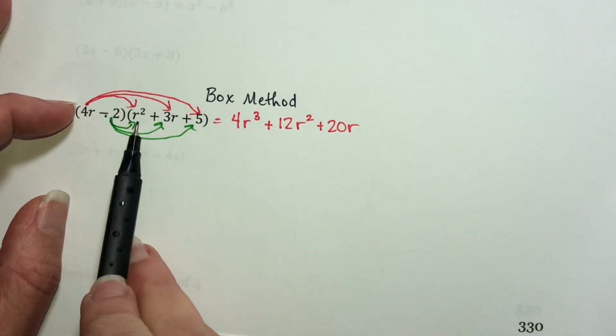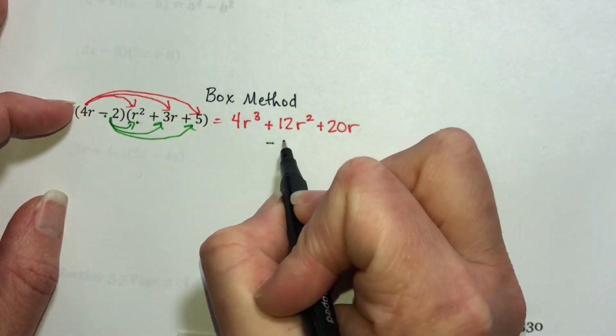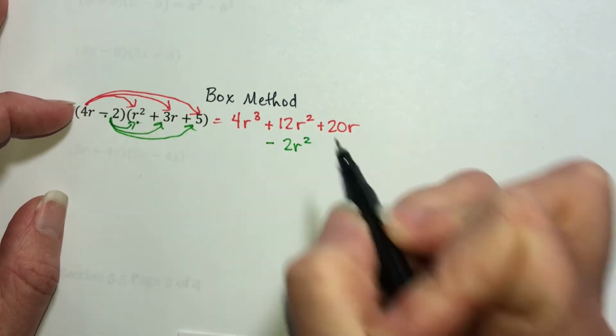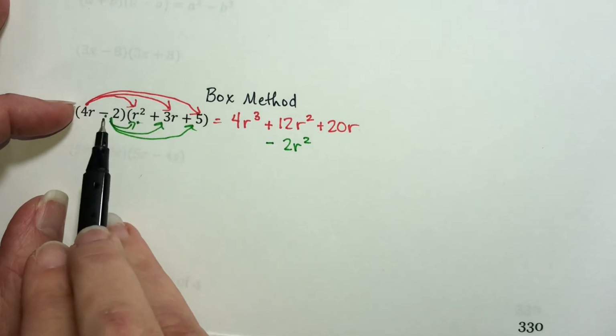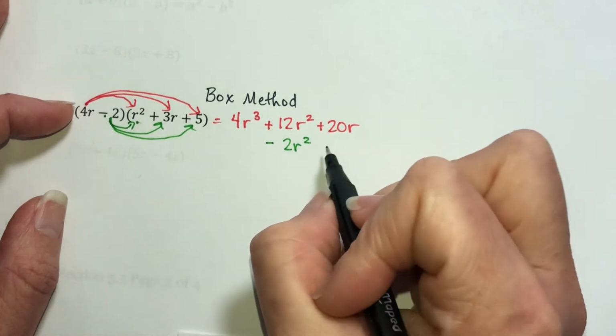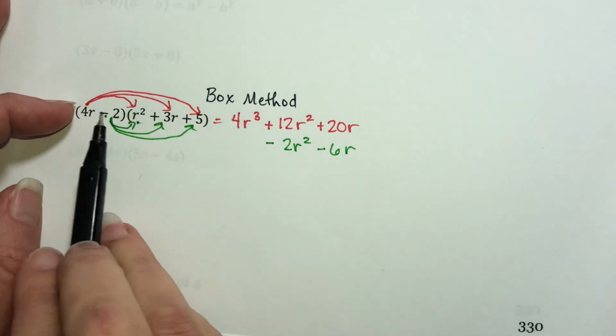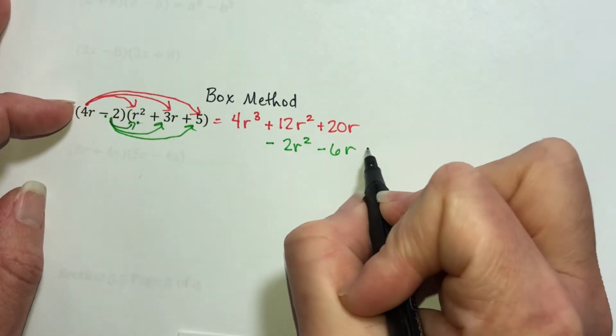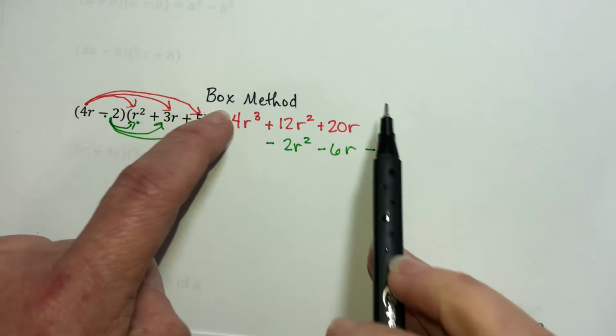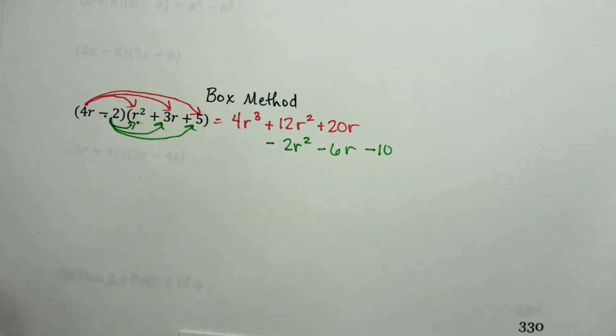Negative 2 times r squared is negative 2r squared. Negative 2 times 3r is going to be minus 6r. And then I have minus 2 times 5, which is minus 10. I have nothing lined up with these two, so I just don't put anything with them.